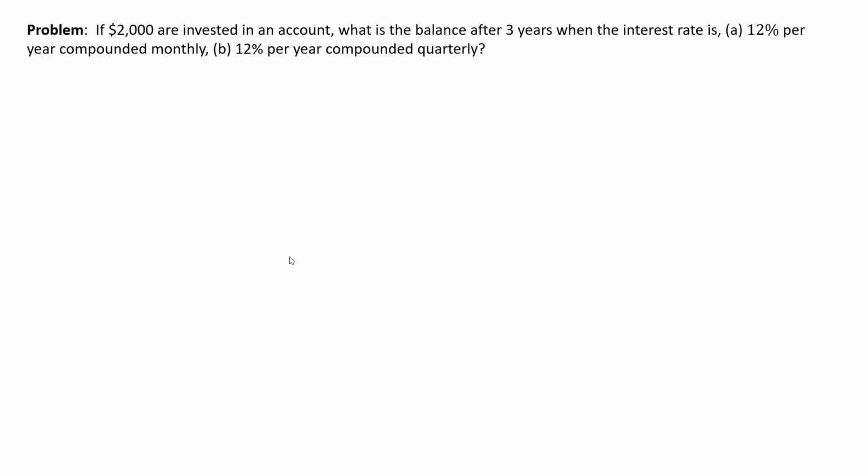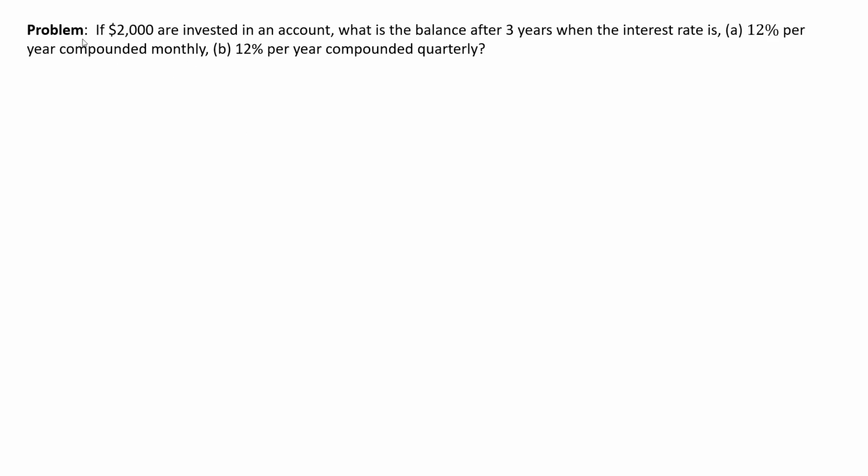And now let's look at a few problems. If $2,000 is invested in an account, what is the balance after 3 years when the interest rate is 12% per year compounded monthly, 12% per year compounded quarterly, right? Good. So let's try to identify.